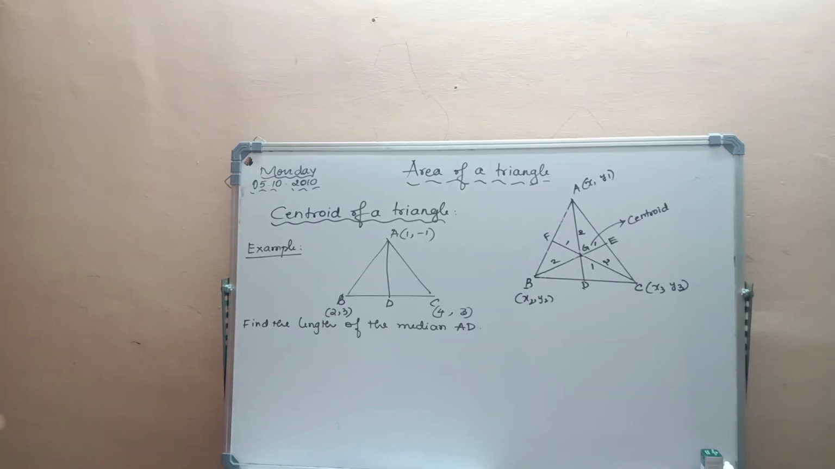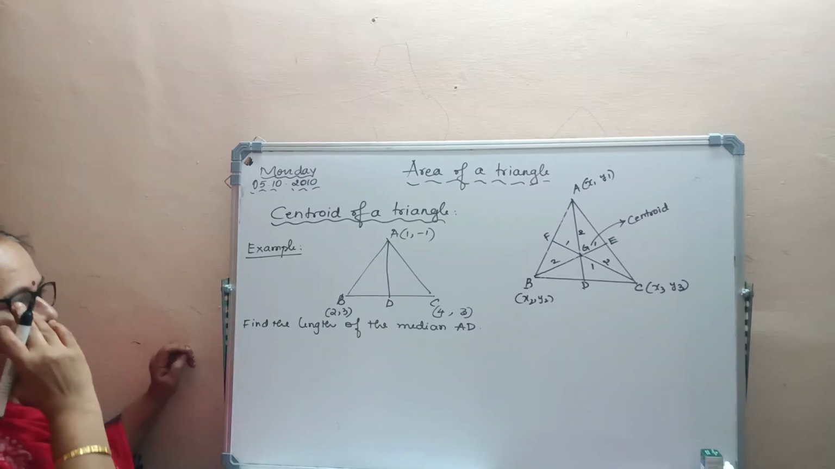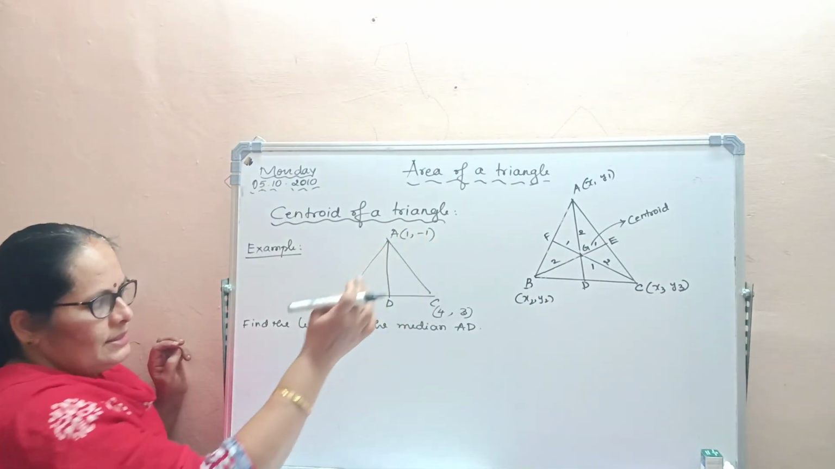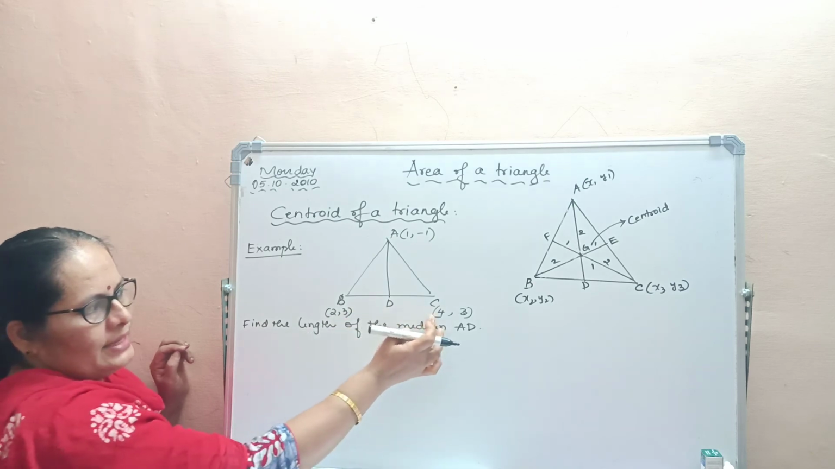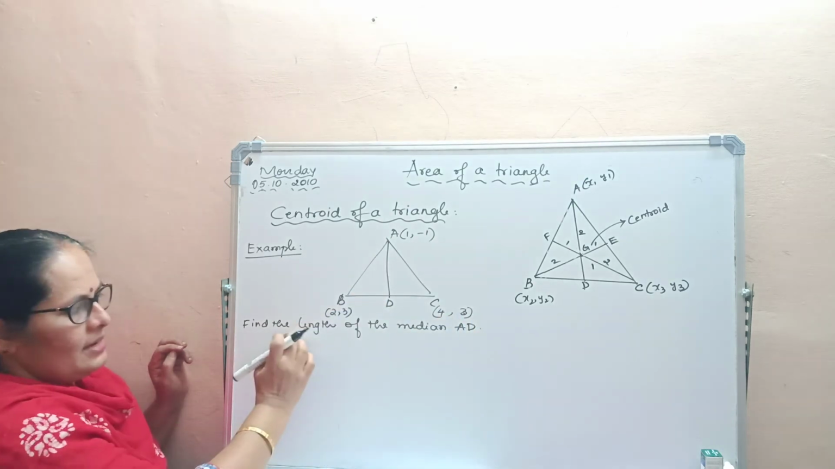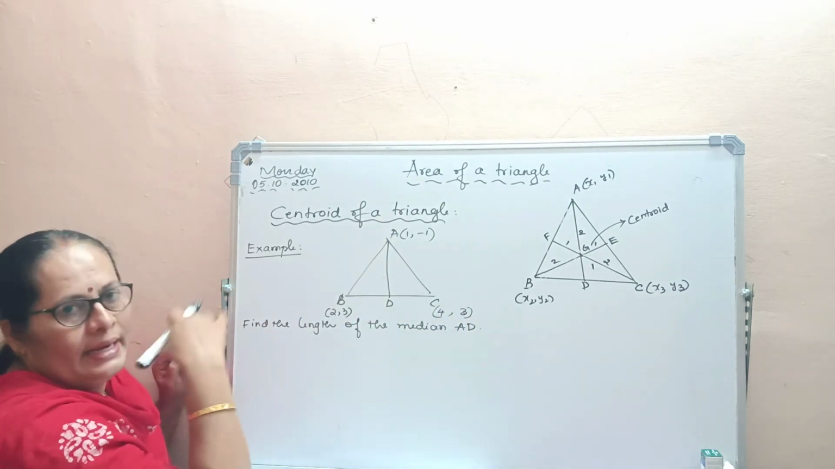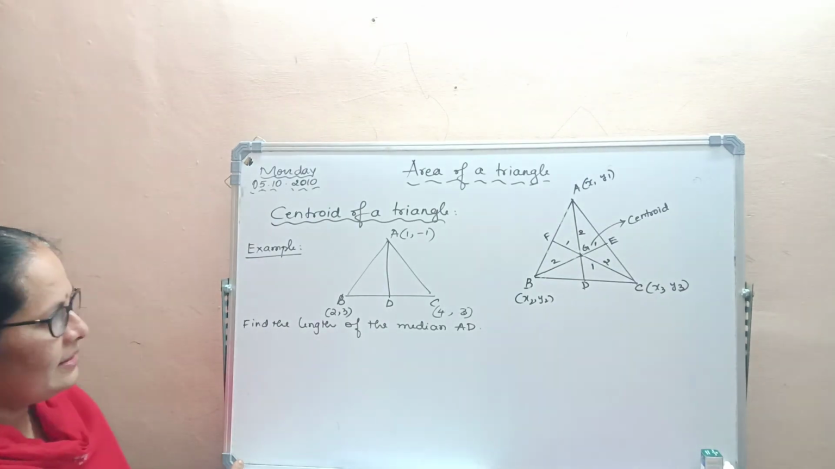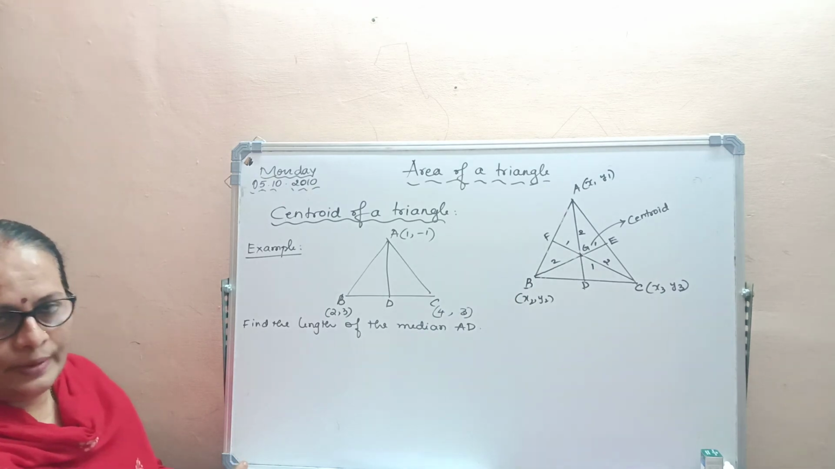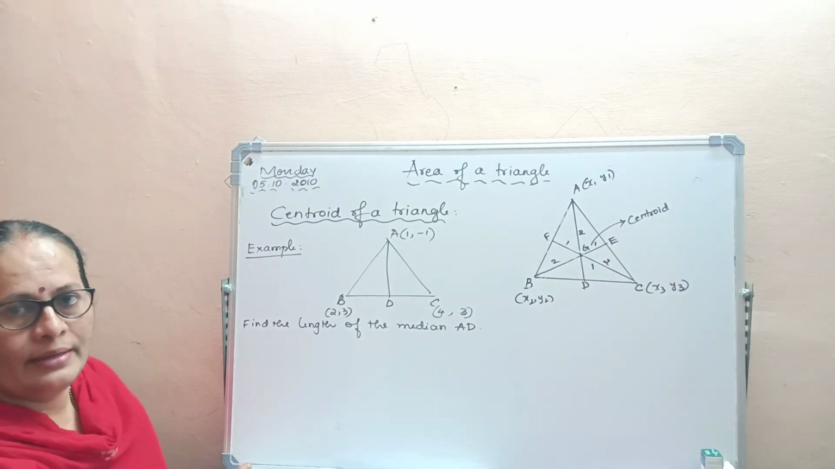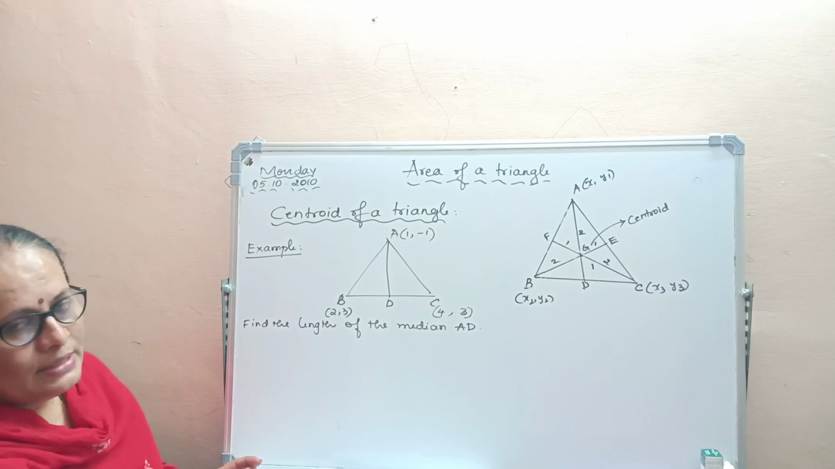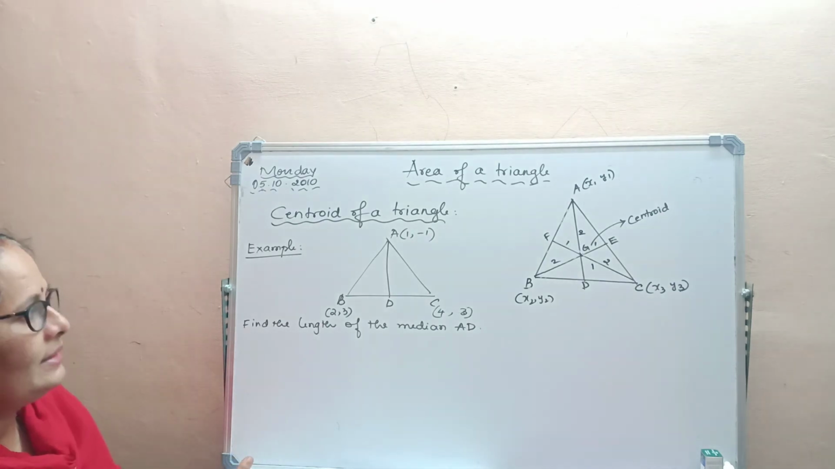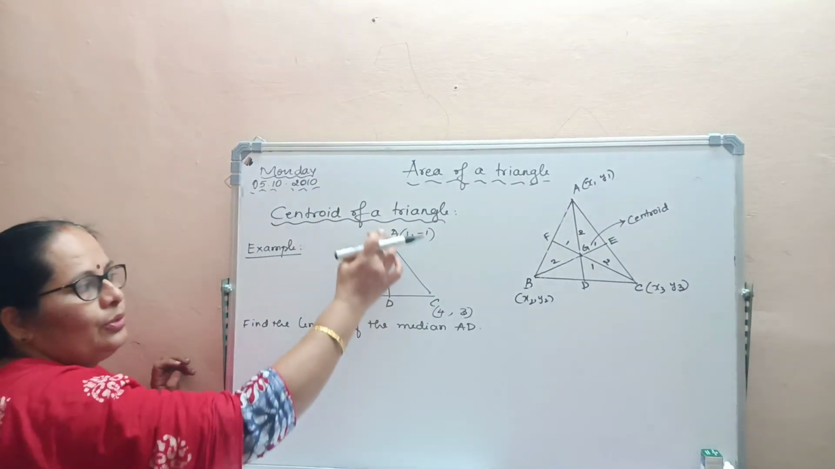Let us take one example. The vertices of triangle ABC are given. A is 1, -1, B is 2, 3 and C is 4, 3. Find the length of the median AD. How will we find the length of the median AD? To find the length, we need to use distance formula, that is root of x2 minus x1 whole square plus y2 minus y1 whole square. So this is the formula to find the length, that is the distance between the 2 points.